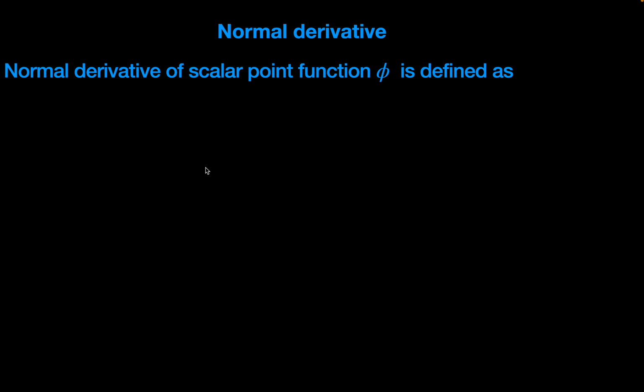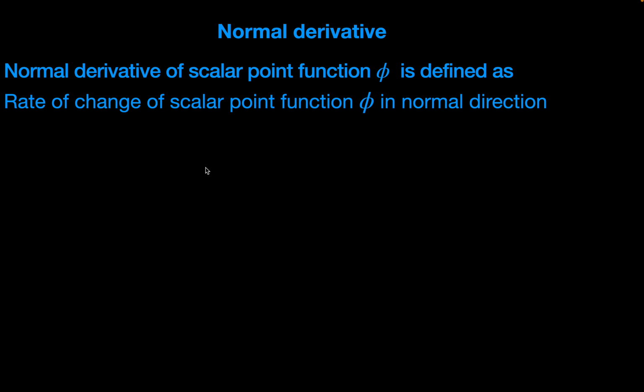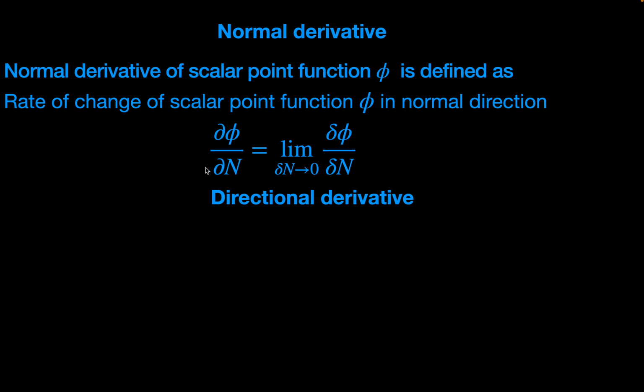The normal derivative of a scalar point function phi is defined as the rate of change of the scalar point function phi in the normal direction. Mathematically, the normal derivative can be written as del phi upon del n, which equals limit delta n tends to 0 of delta phi upon delta n.